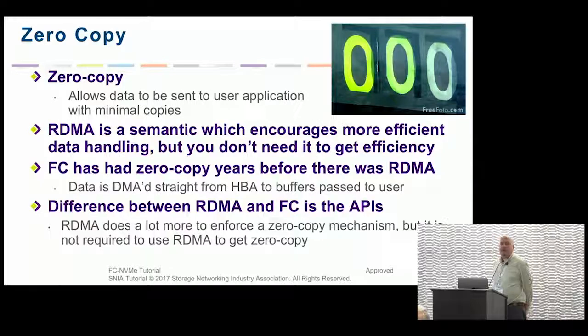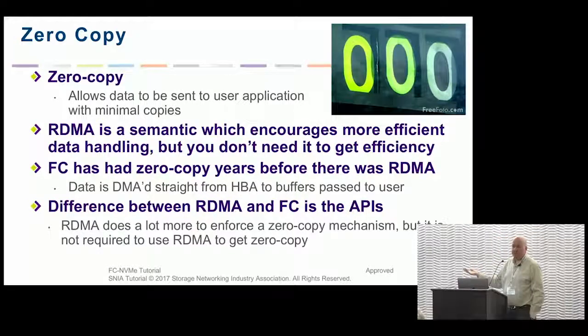One thing I keep hearing about FCP is, well, how do you do zero copy? RDMA was designed to allow network protocols to do zero copy implementations easily. The fact is that FCP has been doing that for 20 years. It just wasn't called RDMA. Current implementations going back 20 years have been doing zero copy. So you don't need RDMA in order to do zero copy. RDMA is a set of tools, a semantics that make it easier to do zero copy, but it's not required.